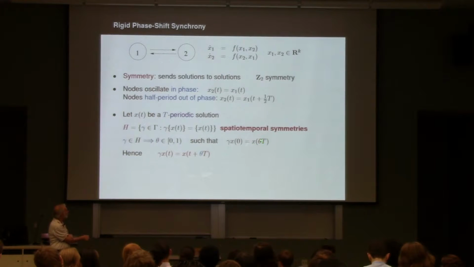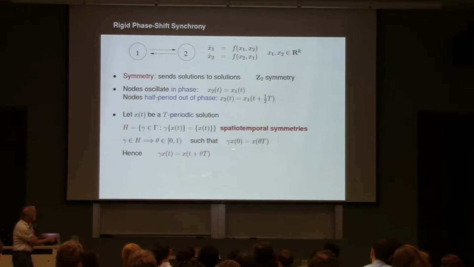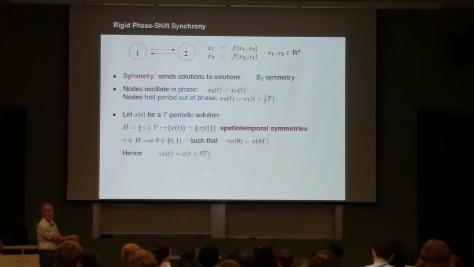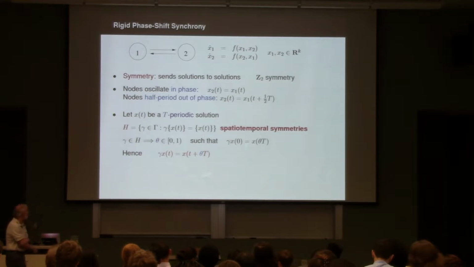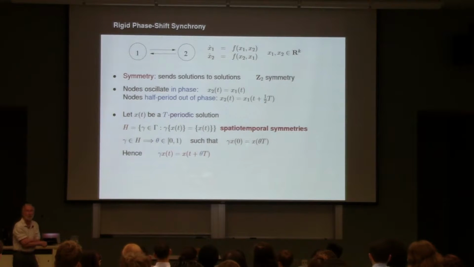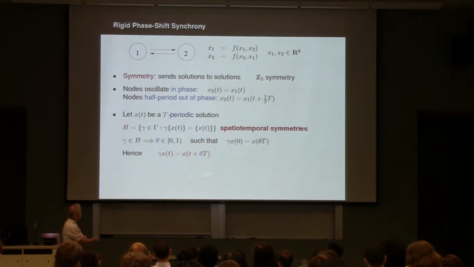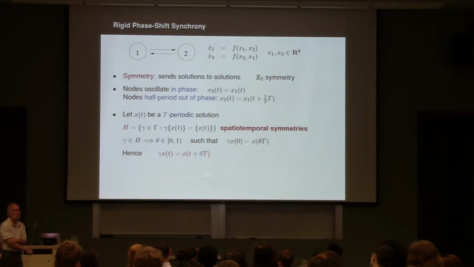So it's x of theta T, where capital T is the period of the periodic solution. Theta is between 0 and 1. You have two solutions, gamma x of t. This is a solution because gamma is a symmetry. And x of t plus a phase shift is always a solution for an autonomous system. They have the same initial conditions, therefore they're equal for all time. This is the space symmetry, and this is the phase shift. Together, gamma and theta are a spatiotemporal symmetry of the periodic solution.